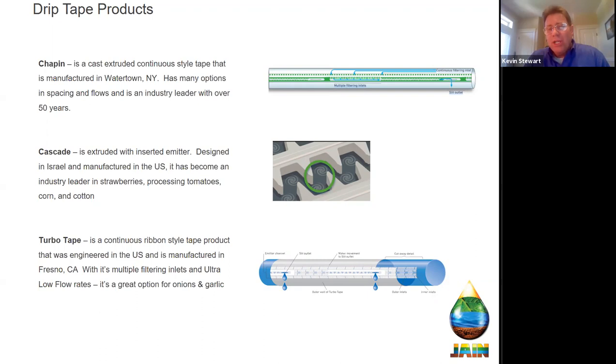Cascade is made in Fresno, California. It has an extruded emitter that's inserted into polyethylene, and it was designed in Israel. It's manufactured here in the U.S., and it's been a leader in a number of crops, both East Coast and West Coast, and right in the middle of the country. In Florida, we utilize it mainly in strawberries and tomatoes. It's been a fantastic product for growers. In the Midwest, we use it in the corn soybean rotation.